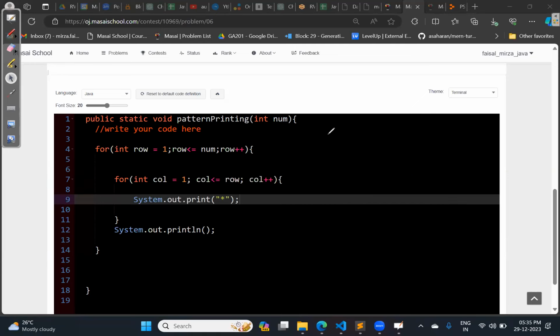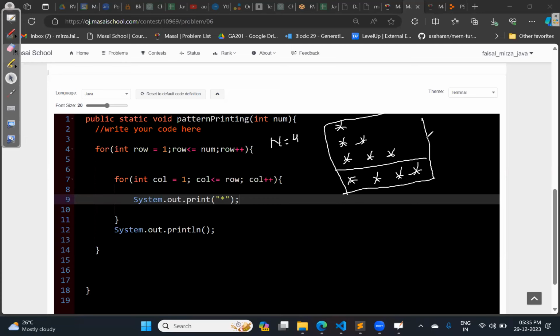Now if you see this one, current pattern. So how is it? If suppose n value is 4, 4 rows, 4 columns, then how is it getting printed? In this way? If I just enclose this, so see how these stars are getting increased.